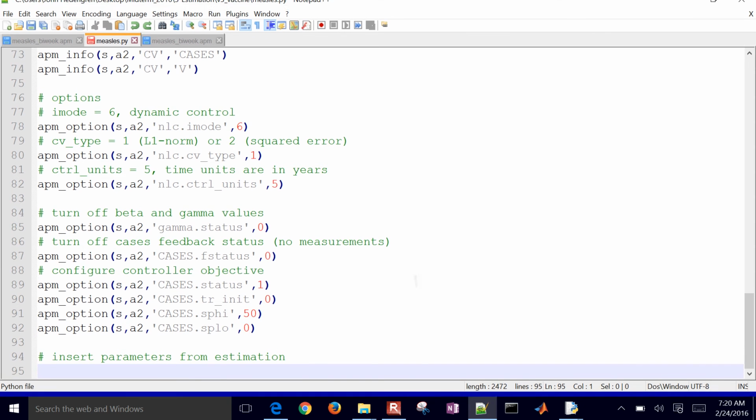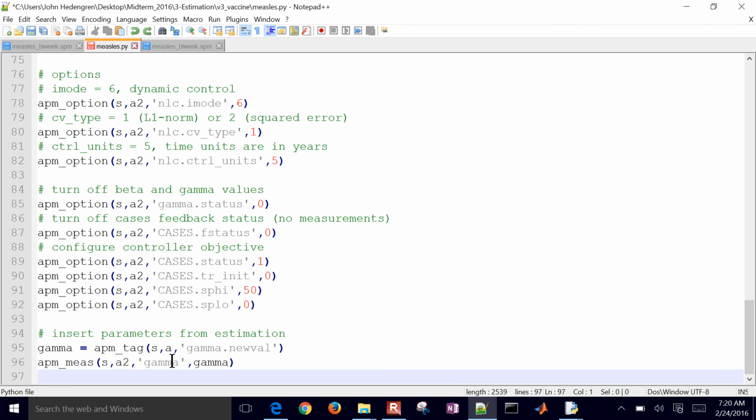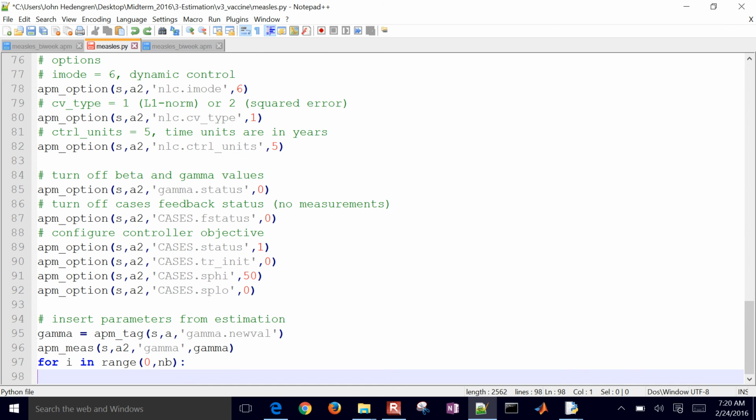Okay, now let's go ahead and insert parameters from the estimation. We're going to grab the new value from the application. That was the application up above. That was named A. This new one is A2. And we're going to insert it as a measurement into this new application. Okay, so we're going to retrieve this value of gamma right here and then just insert it into this new application.